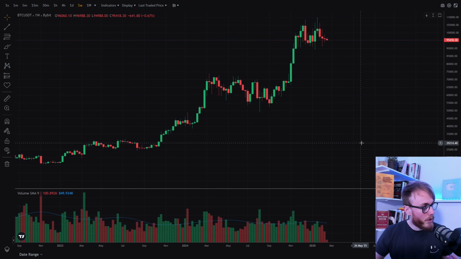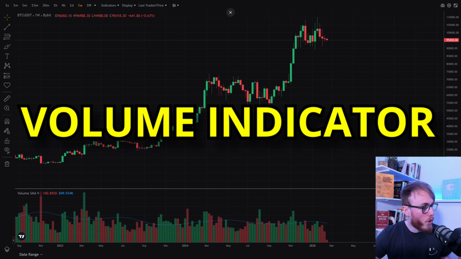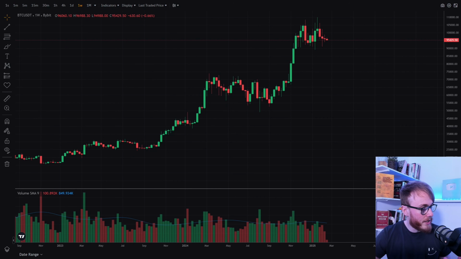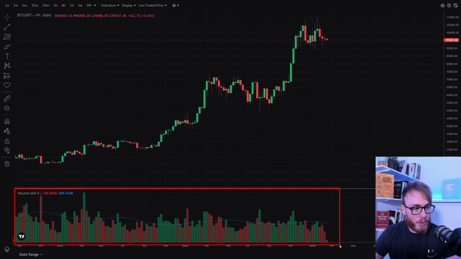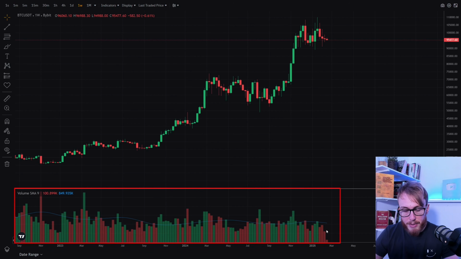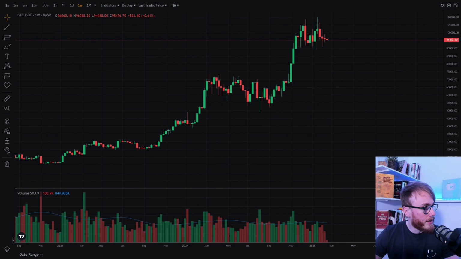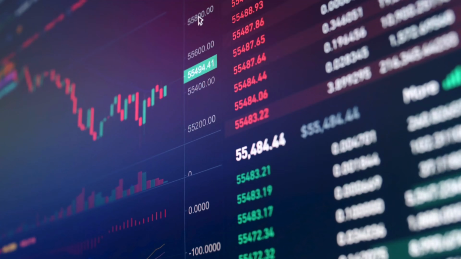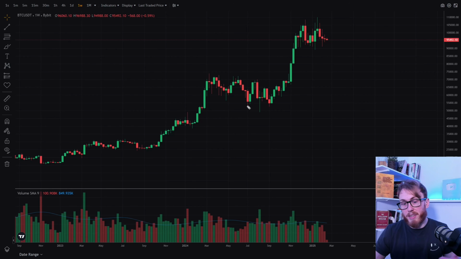But now the next tool I want to show you guys is the volume tool, and what you can see here is that the volume tool is actually already on the chart. It is this tool right here. You can see the green and red bars, and now you might wonder, what do these bars tell us? Well, in simple terms, the volume bars tell us how much has been traded during that specific candle.